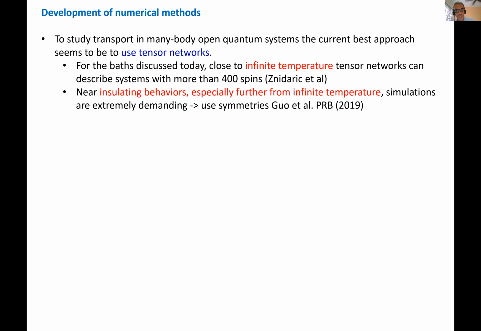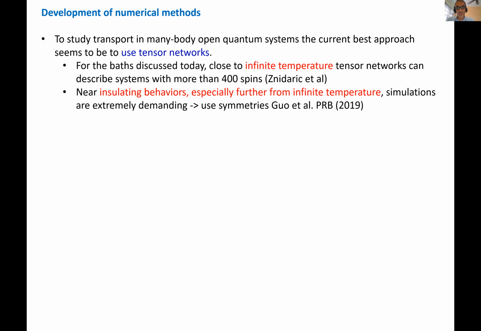From my understanding, or maybe my bias, given the way I've been formed and the type of groups I had the chance to work with, like my previous supervisor, Corinna Kollath, and so on, for the study of transport in many-body open quantum systems, basically the best approach, especially in 1D, that I know is the use of tensor networks. And as you have probably seen, there are some amazing results, from Prosen and others, very much driven by him. Close to infinite temperature, you can study systems even up to 400 spins, and this is pretty amazing.